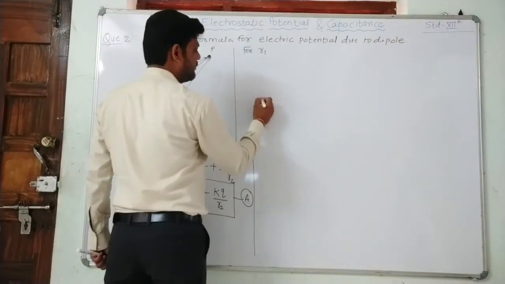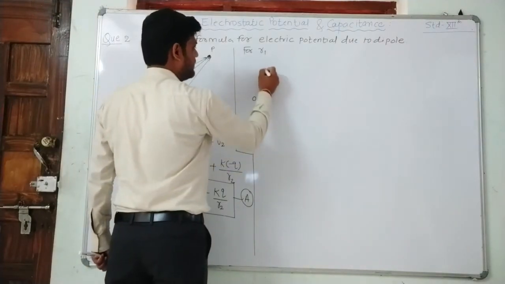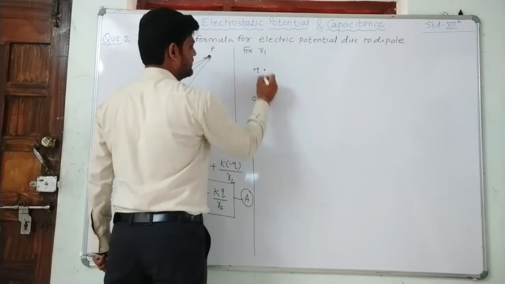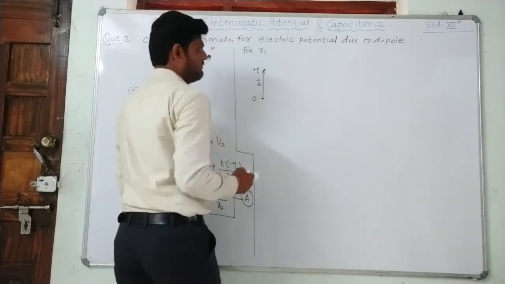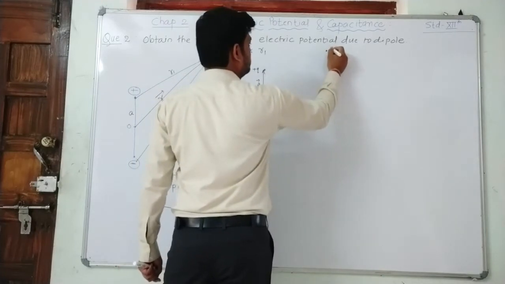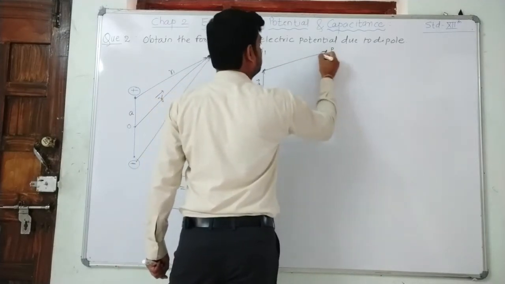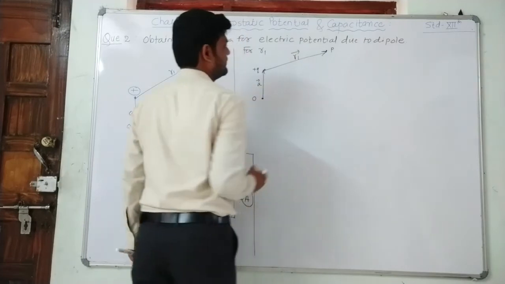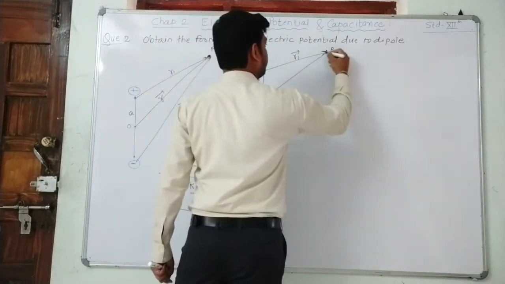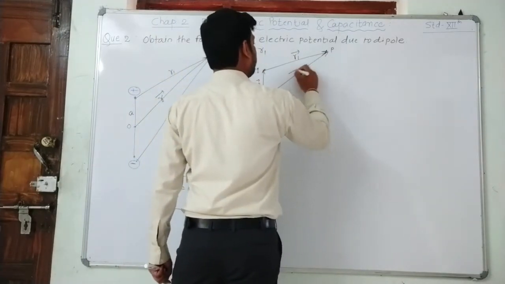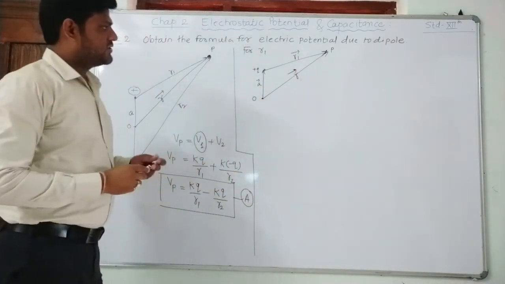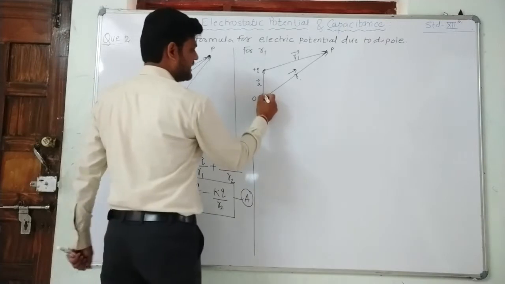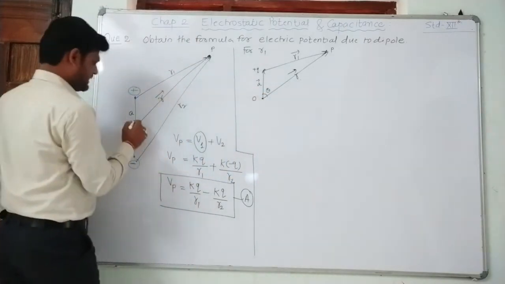Suppose this is the O point. Here it is a plus Q charge. Right? This distance is A vector. In the vector form we will consider. Suppose this is the P point. The distance is R1 vector, and it is another R vector. Students, we just concentrate over here. Suppose this angle is theta. Here the angle is theta.